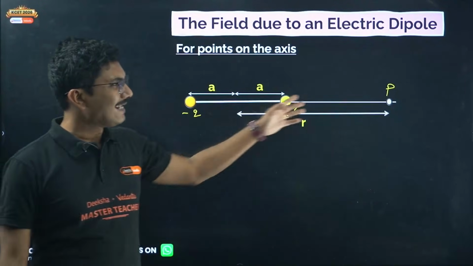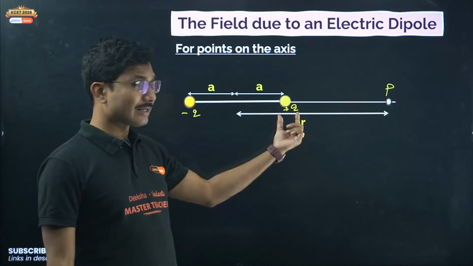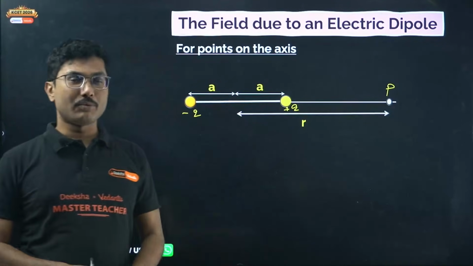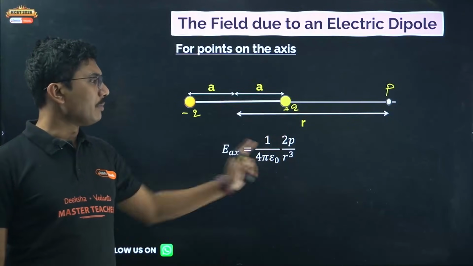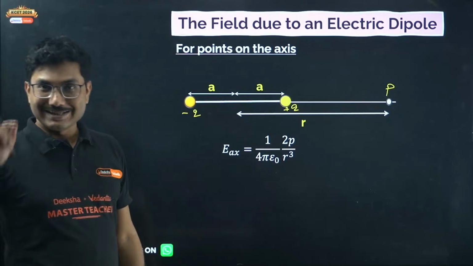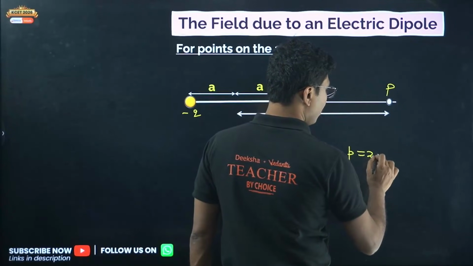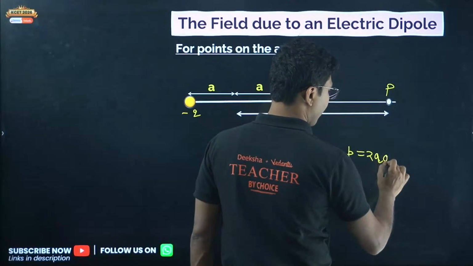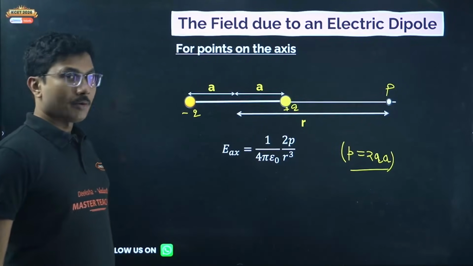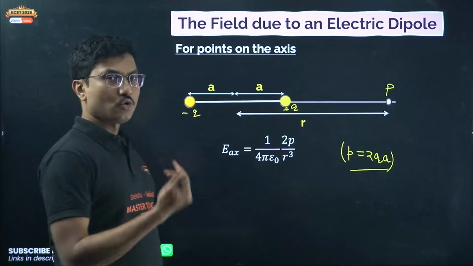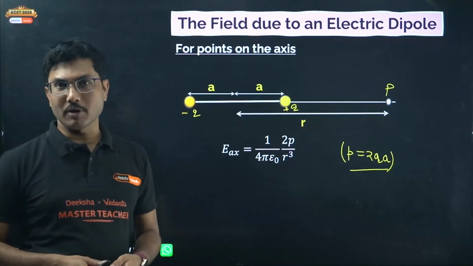So the electric field at a distance r from the middle of the dipole is given by 1 by 4 pi epsilon naught, 2p by r cube. P is the dipole moment. P equals 2a into q, or 2qa. Now remember, normally electric field is proportional to 1 upon r square due to a point charge, but for a dipole it is proportional to 1 upon r cube.